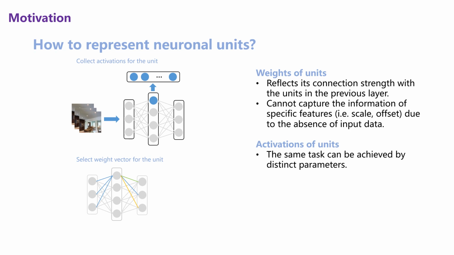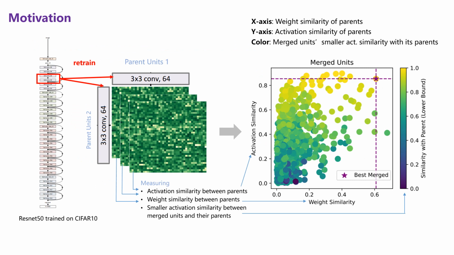On the other hand, previous research has shown that models can learn similar features to accomplish the same task without requiring identical weights. In other words, matching neurons based on activation similarity or weight similarity yields inconsistent results. Simply put, we conducted a simple experiment and observed that the best merged unit is neither the one with the highest weight similarity among parents nor the one with the highest activation similarity. Instead, it lies somewhere in between the two. This inspires us to simultaneously consider both unit weights and activation similarity during alignment.